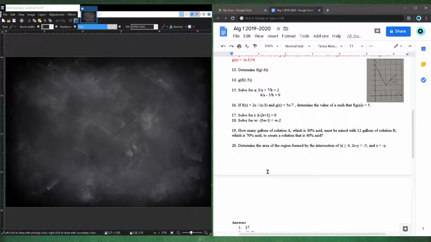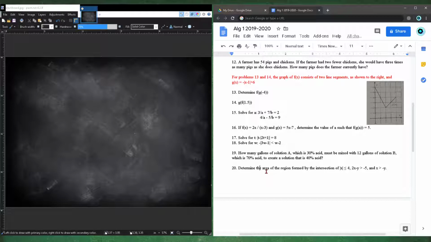Number 20, the last one. Okay, so determine the area of the region formed by the intersection.